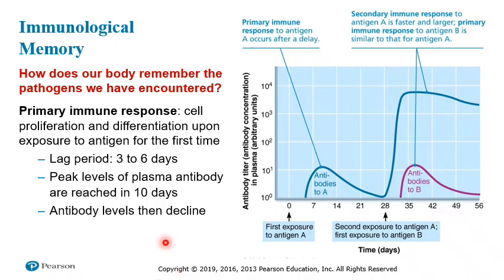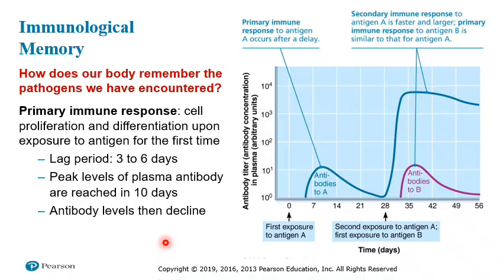So, how does our body remember the pathogens that we encounter? How do we remember them? Well, we remember them through the memory cells. In the primary immune response, the cell proliferation and differentiation upon exposure to the antigen for the first time takes about 3 to 6 days. The peak levels of the plasma antibody would be reached in 10 days. So it takes time. Then the antibody levels will decline.